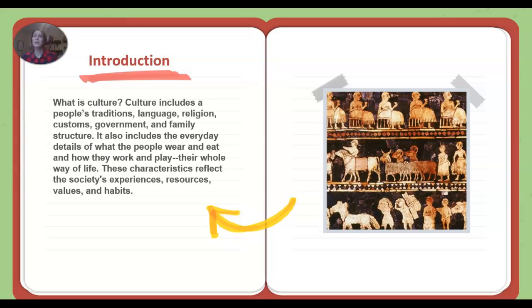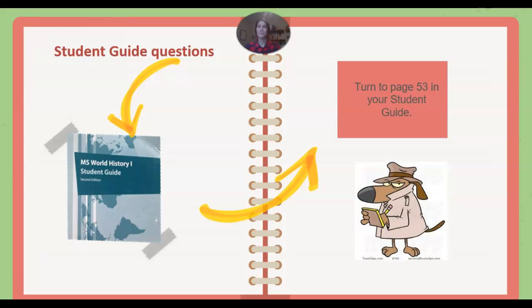So our introduction, what is culture? Culture includes a people's traditions, language, religion, customs, government, and family structure. It also includes the everyday details of what the people wear and eat and how they work and play, their whole way of life. These characteristics reflect the society's experiences, resources, values, and habits.